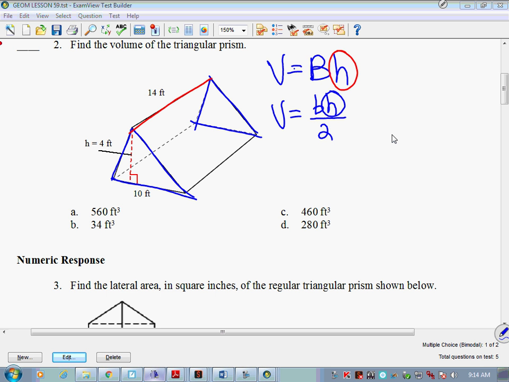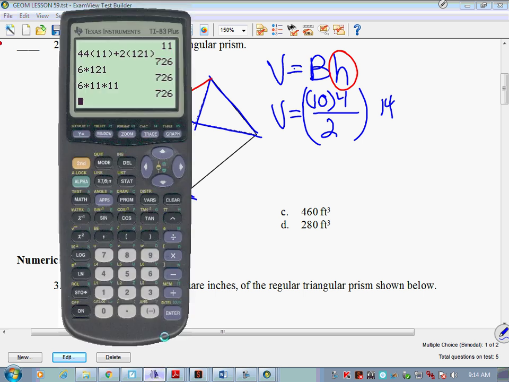Okay. All right, so let's fill in some information on that part. Okay, the base of that triangle is 10. The height is 4, and we're going to divide by 2. Okay, and then our height, that we're going to multiply all of this by, is 14. So 10 times 4 is 40. 40 divided by 2 is 20. 20 times 14. I don't know that one off the top of my head.